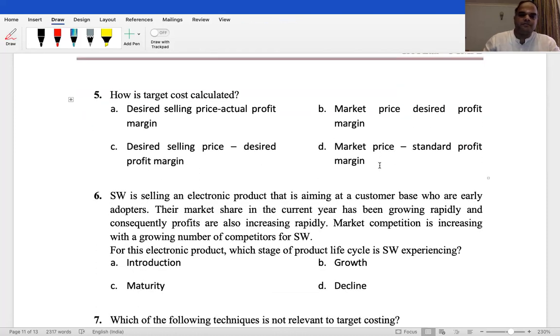Next. How is target cost calculated? Option A, desired selling price minus actual profit margin. B, market price minus desired profit margin. C, desired selling price minus desired profit margin. D, market price minus standard profit margin.